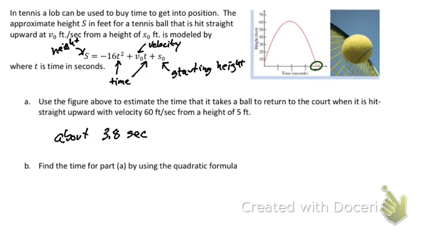So first of all, let's fill in the stuff we know. Well, we know the velocity. It says that the velocity was 60 feet per second, so our velocity is going to equal 60 in this case. It's saying that the starting height is 5 feet. So our equation is going to be S equals negative 16t squared plus 60t plus 5.